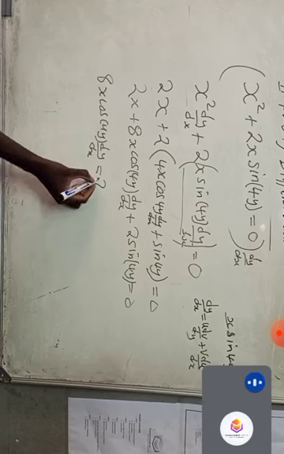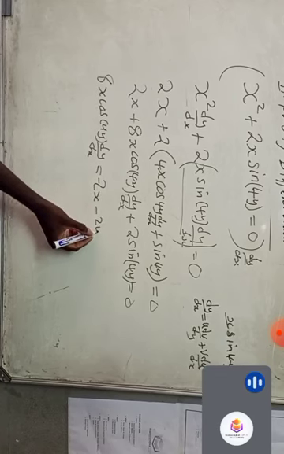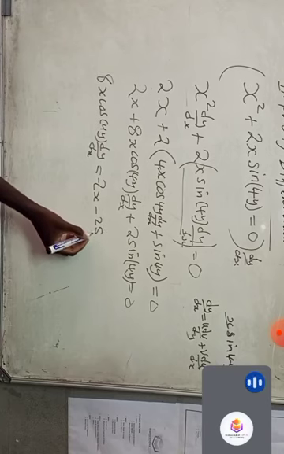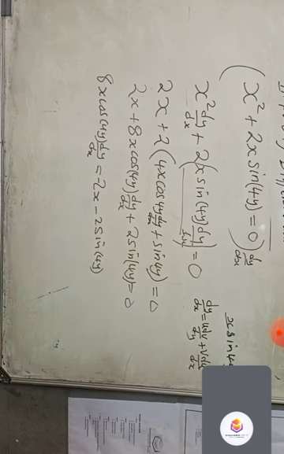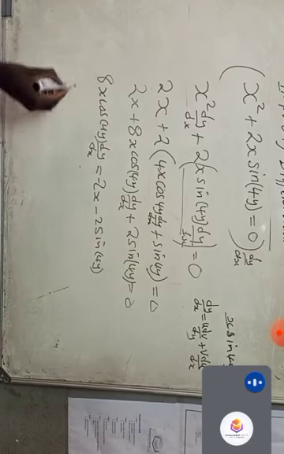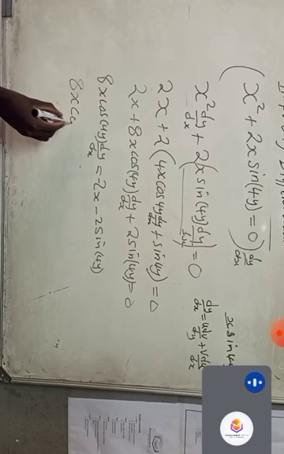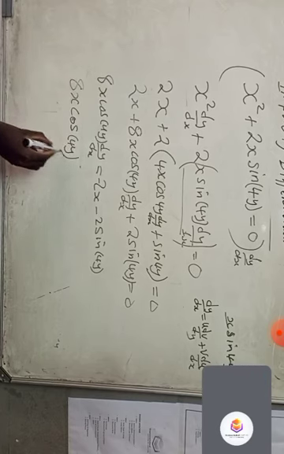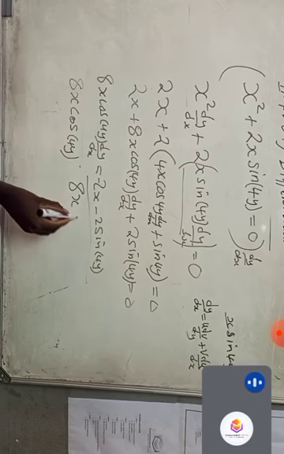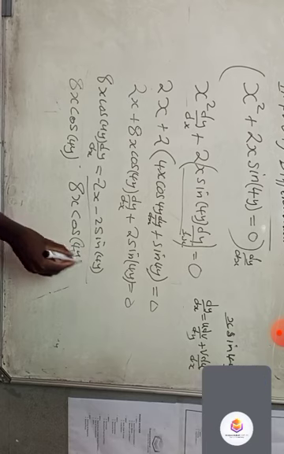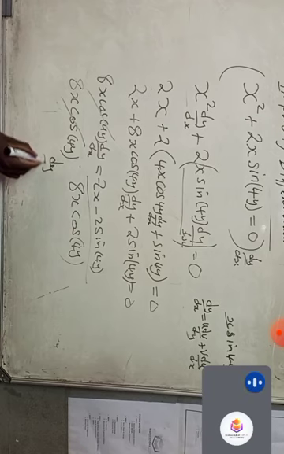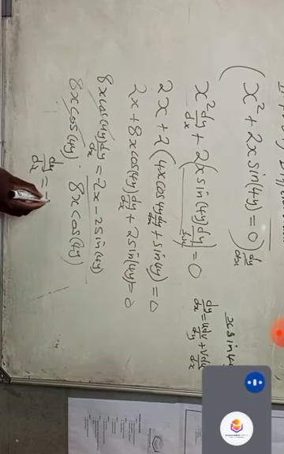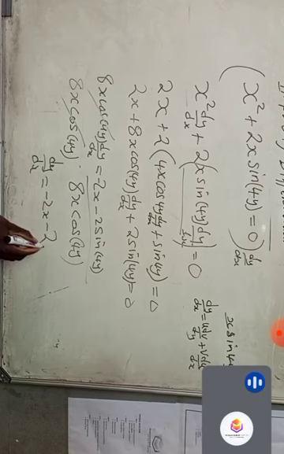So you're going to have negative 2x minus 2y minus 2 sine 4y. Now we are going to divide both sides by 8x cos 4y. So this and this will go, and we remain with dy over dx equal to negative 2x minus 2 sine 4y over 8x cos 4y.